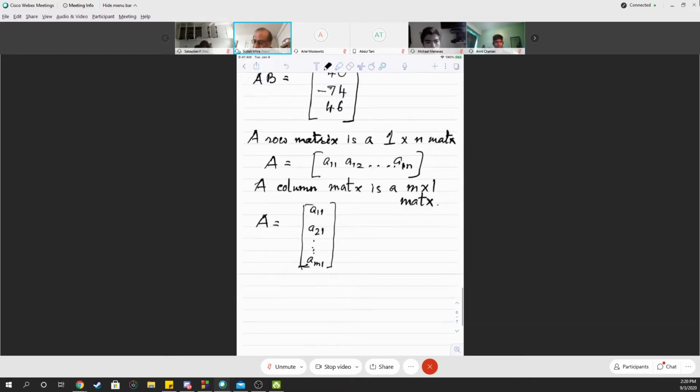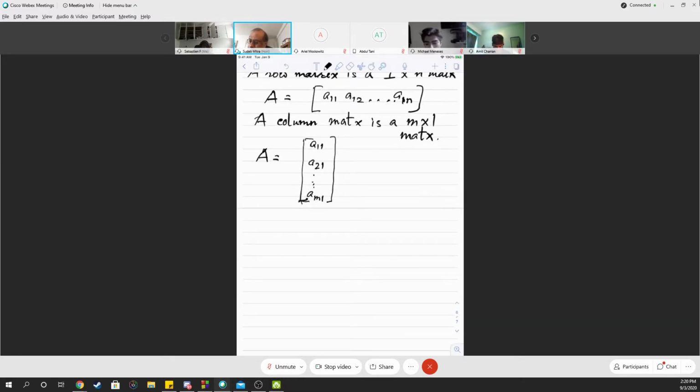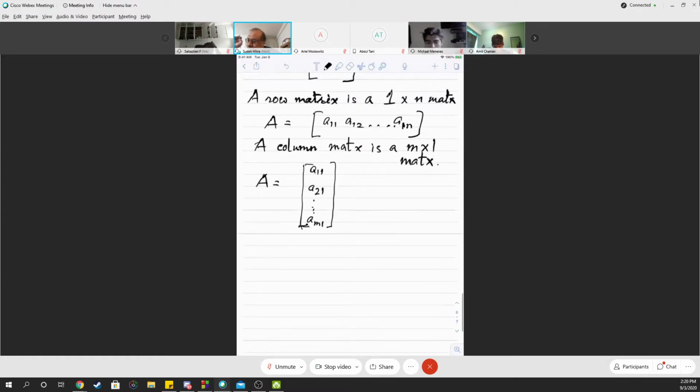Let's do something interesting. I will take a row matrix like this, a 1 by 3 row matrix: 3, 6, 9. And I take a column matrix: 5, 1, minus 6. Question.